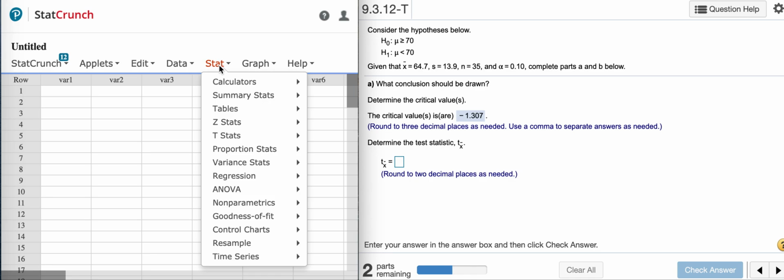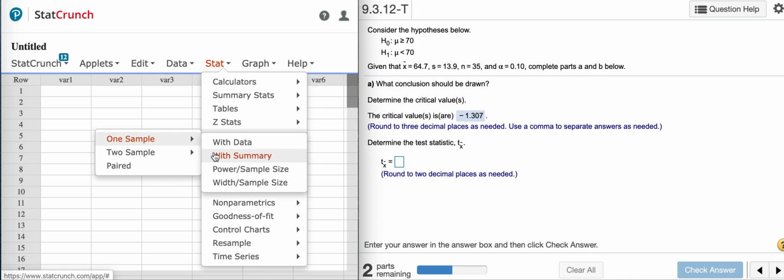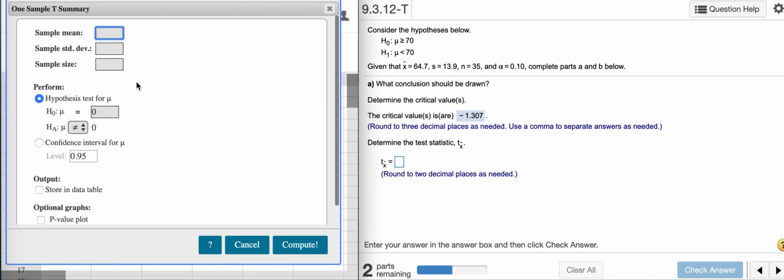We're running a t-test. So here we're going to go to t-statistics, one sample with the summary data. In this case, the sample mean they gave us was 64.7. The sample standard deviation they gave us, S, is 13.9. And our sample size, N, is 35. We're arguing that the mean is less than 70. So the null hypothesis would be it's equal to 70. The alternative would be it is less than 70. So I'm going to compute.